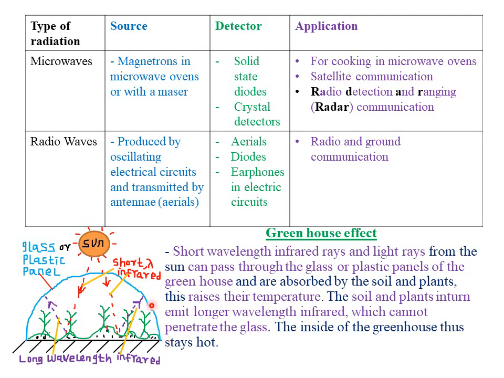So when they are not able to pass through the glass or the plastic panel, it simply means that those infrared rays will be retained within the greenhouse, which increases the temperature inside the greenhouse. And of course, the higher temperature is conducive for the plants which are planted within that greenhouse.